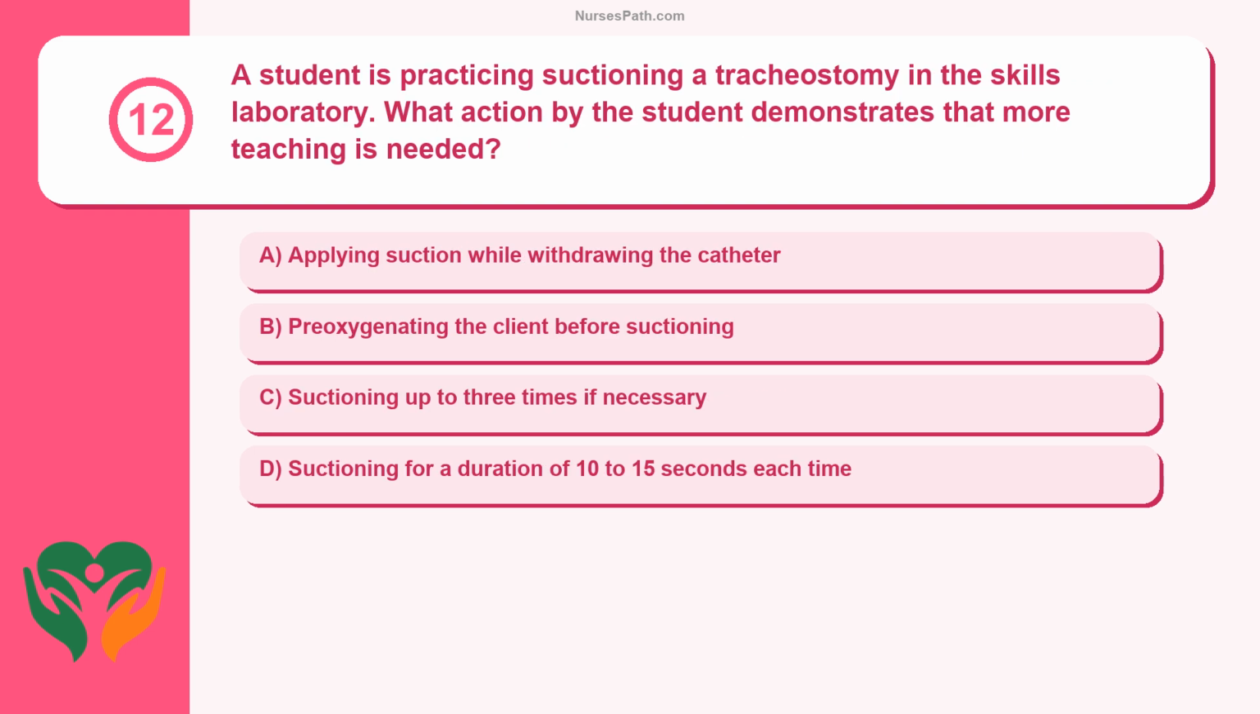Question 12. A student is practicing suctioning a tracheostomy in the skills laboratory. What action by the student demonstrates that more teaching is needed? A. Applying suction while withdrawing the catheter. B. Pre-oxygenating the client before suctioning. C. Suctioning up to 3 times if necessary. D. Suctioning for a duration of 10 to 15 seconds each time.